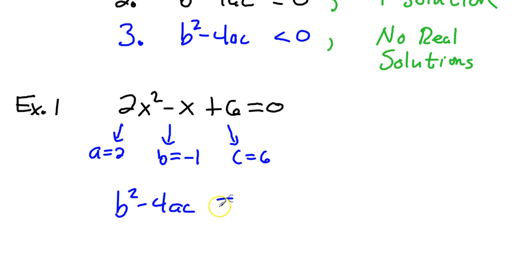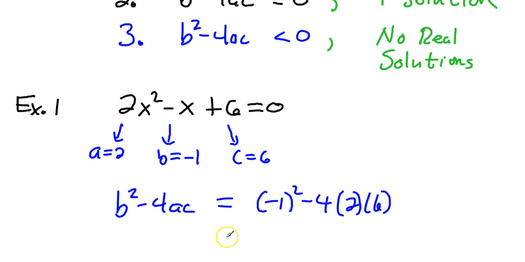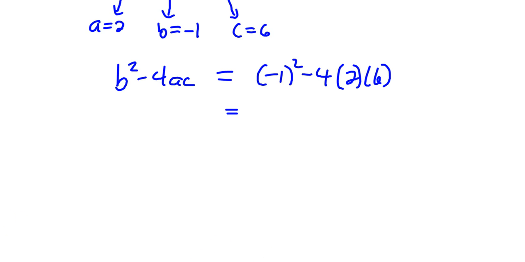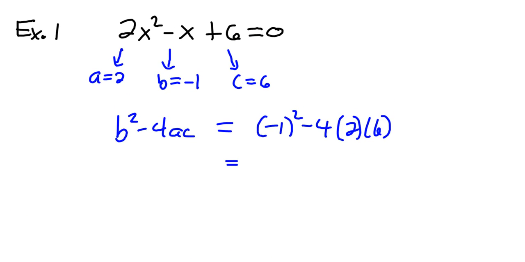So we've got b squared minus 4ac, so that is -1 squared minus 4 times a times c. So -1 squared is 1. -4 times 2 is -8. -8 times 6 is -48. So that's 1 minus 48. That is -47.